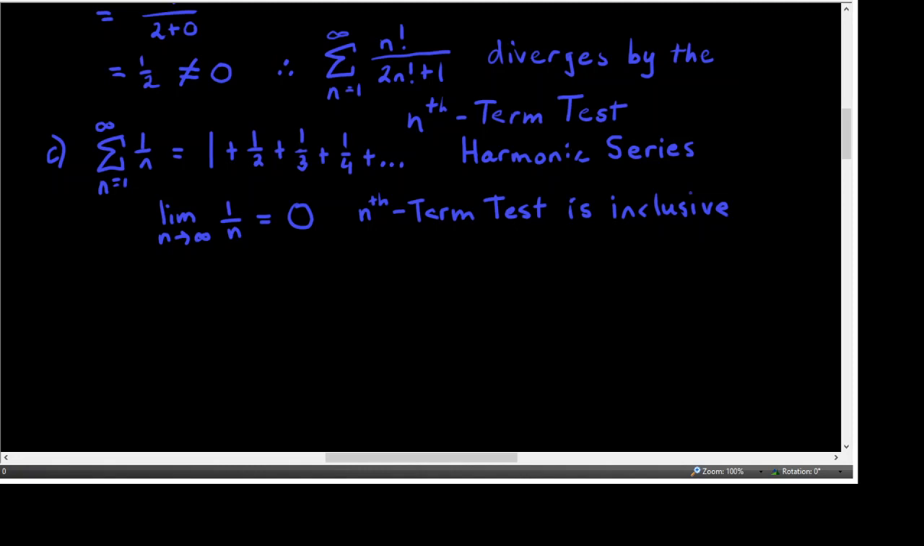So this 0 is inconclusive. We don't know if it'll converge or diverge at this stage. Later on we'll prove that this one diverges always.